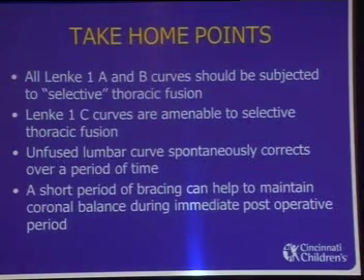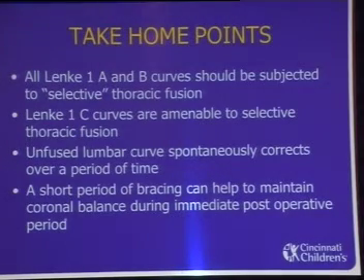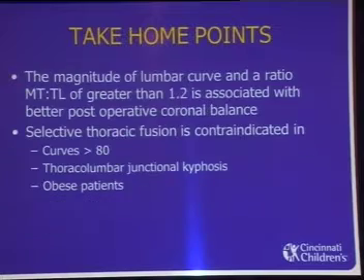So, take-home points: all Lenke 1A and B curves should be subjected to selective thoracic fusion. 1C curves are amenable to selective thoracic fusion. An unfused lumbar curve does correct spontaneously over a period of time. A short period of bracing, which we haven't discussed yet, especially when the patient goes too much out of balance and the patient is young, with a Risser sign of 1 or 0 or open triradiate cartilages, may not be bad to do, a little bit of bracing just for the lumbar curve for a brief time.